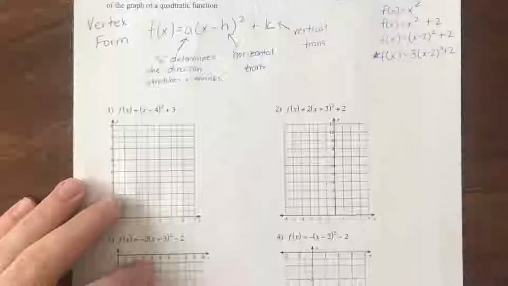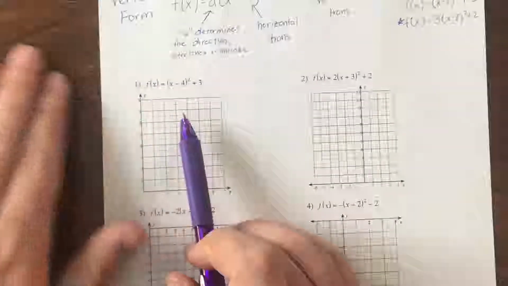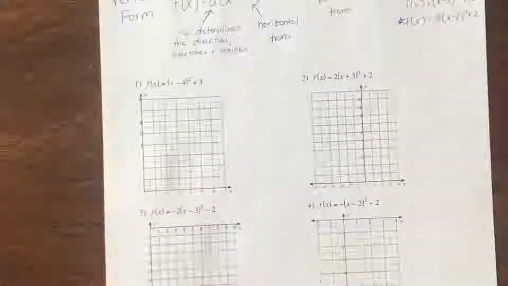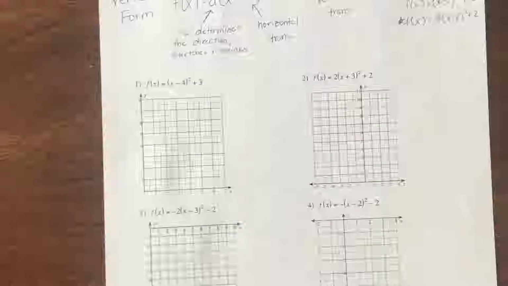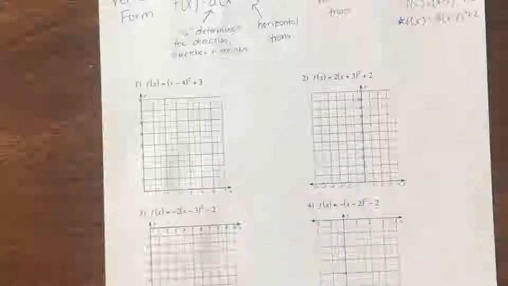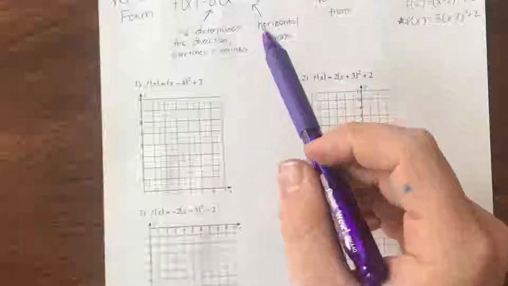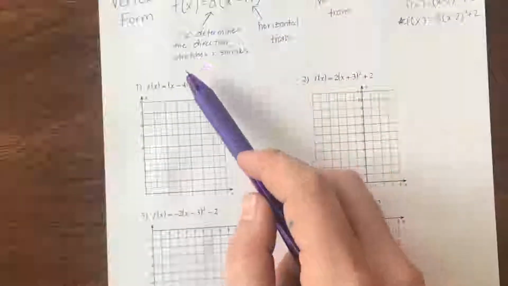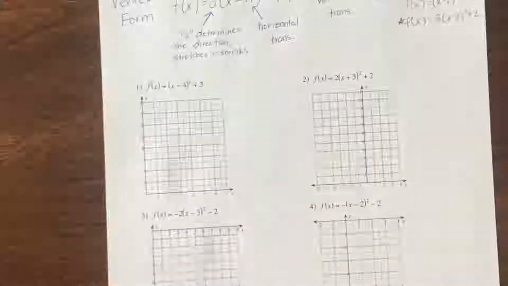Okay, so our first step is that we actually want to graph stuff in vertex form. Looking at this, f of x equals x minus 4 squared plus 3. The first thing you've noticed is that we know what the vertex is now just based on this. Now, we really didn't discuss that before.